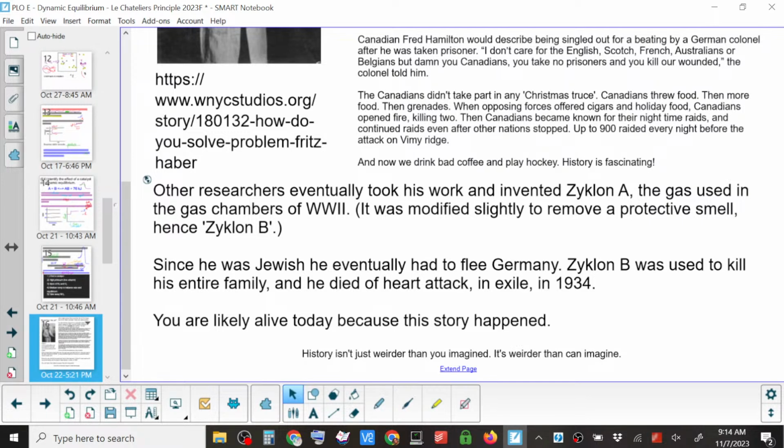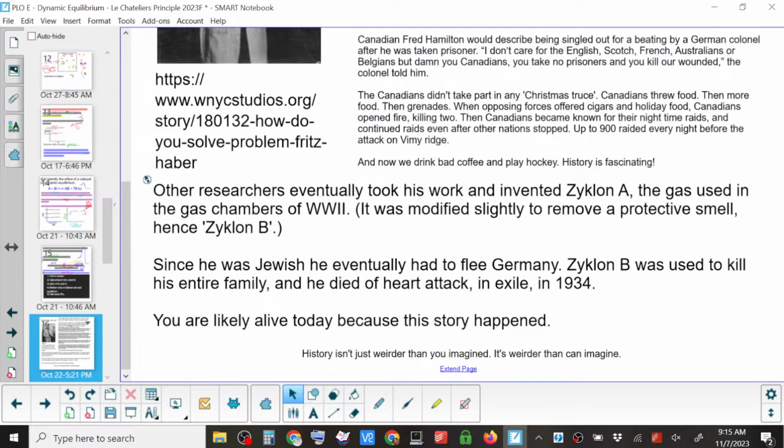One of the things he researched was Zyklon A, that was eventually taken off the shelves and made into Zyklon B. Zyklon B is the same molecule. They just took off the piece that he had added that made it smell, so it had a warning smell. Zyklon B didn't have the warning smell. They just took that off and used that in the gas chambers. It likely killed his entire family, except for him. He escaped, died of a heart attack in exile.